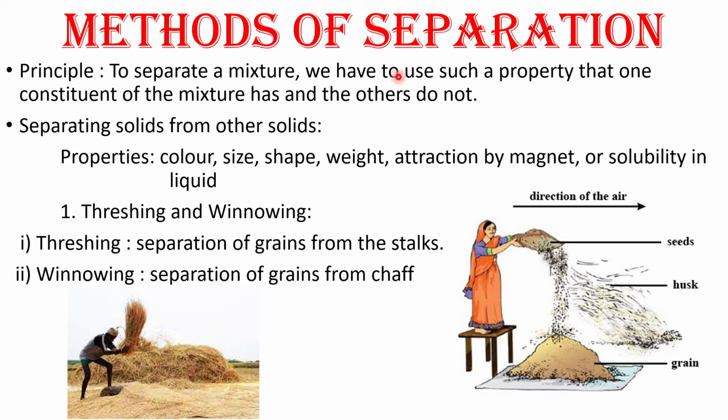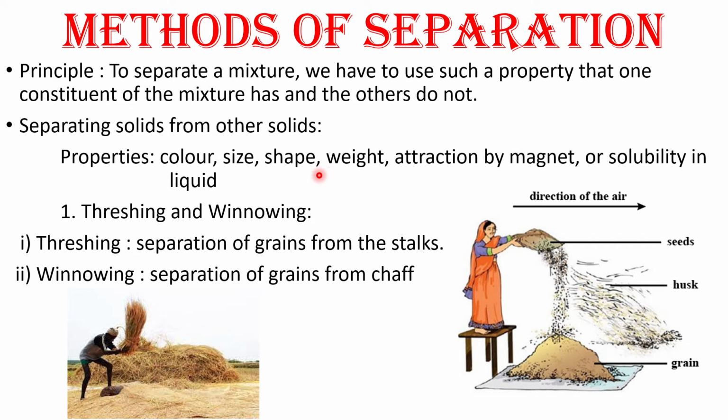From these properties we looked into a few properties with examples, like attraction by magnet. How can we separate iron filings from sulfur? By using a magnet I can attract the iron, and by using this property I can separate iron filings from the mixture of iron filings and sulfur.